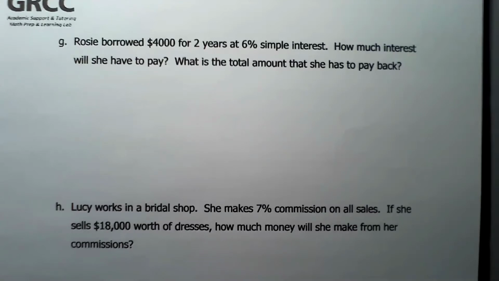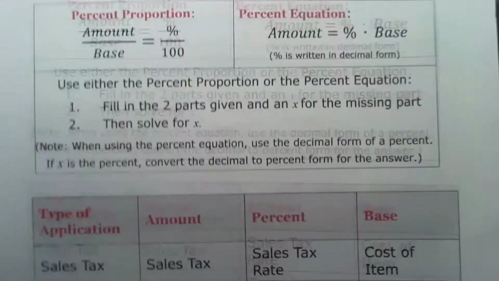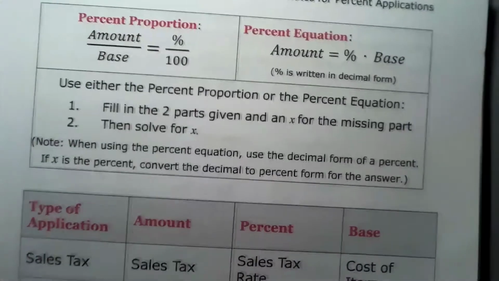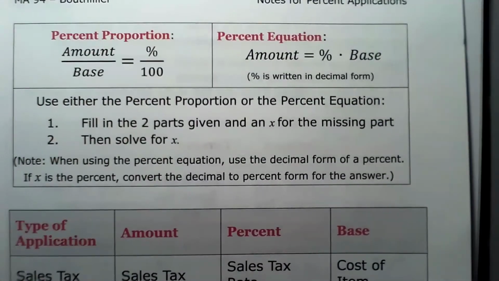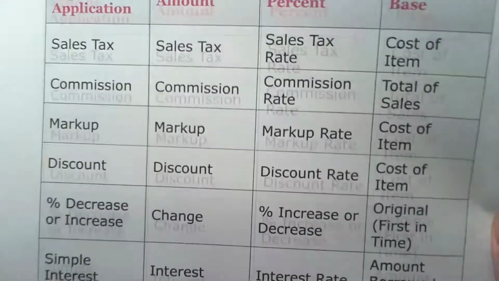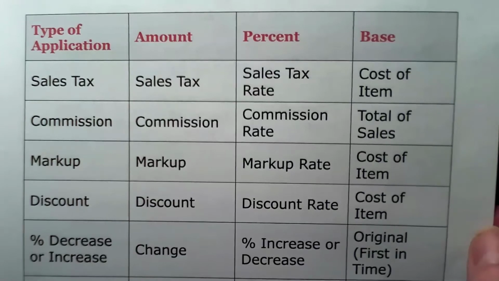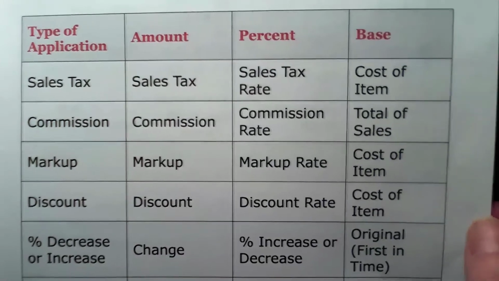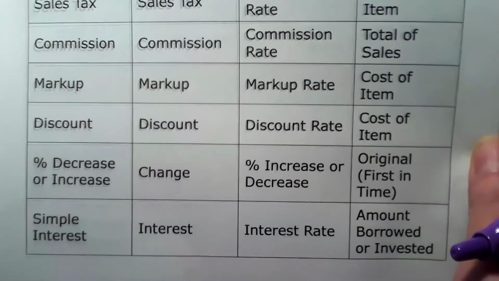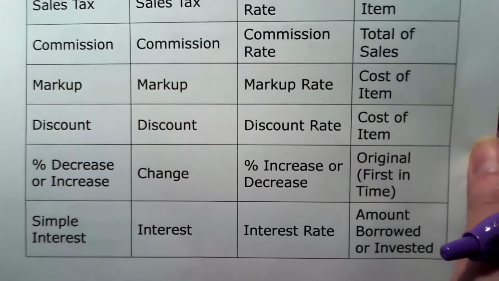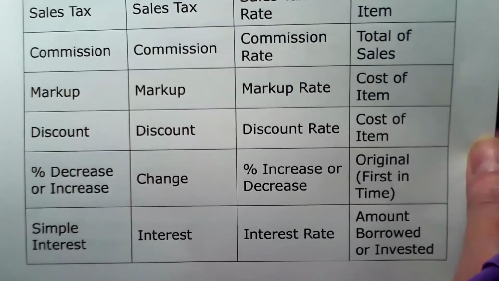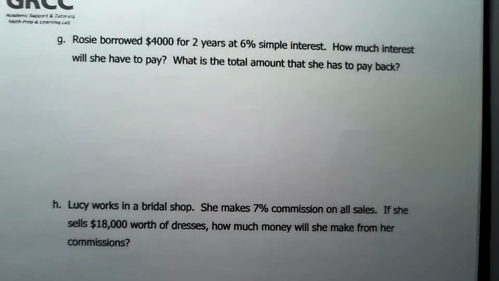In Blackboard, you can find a copy of this. I put a chart in there that shows some proportion, percent equation, and then for applications, kind of how those things line up. What's the amount, what's the percent, what's the base? This can be helpful if you're getting confused about what goes where. So you might want to download that and use it.